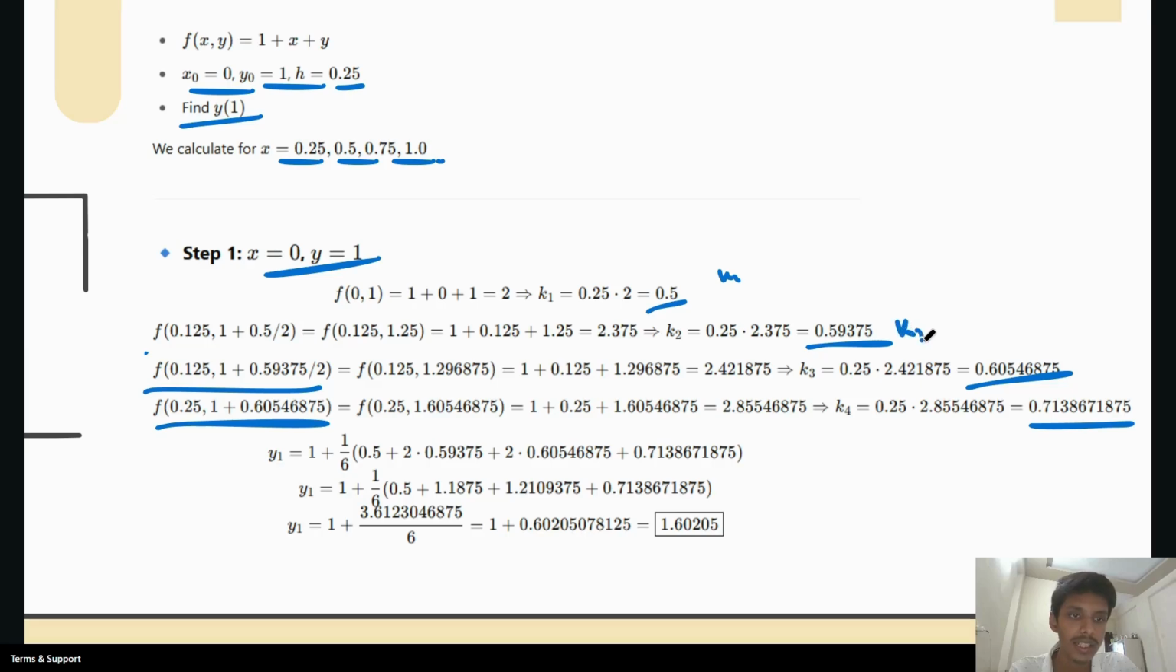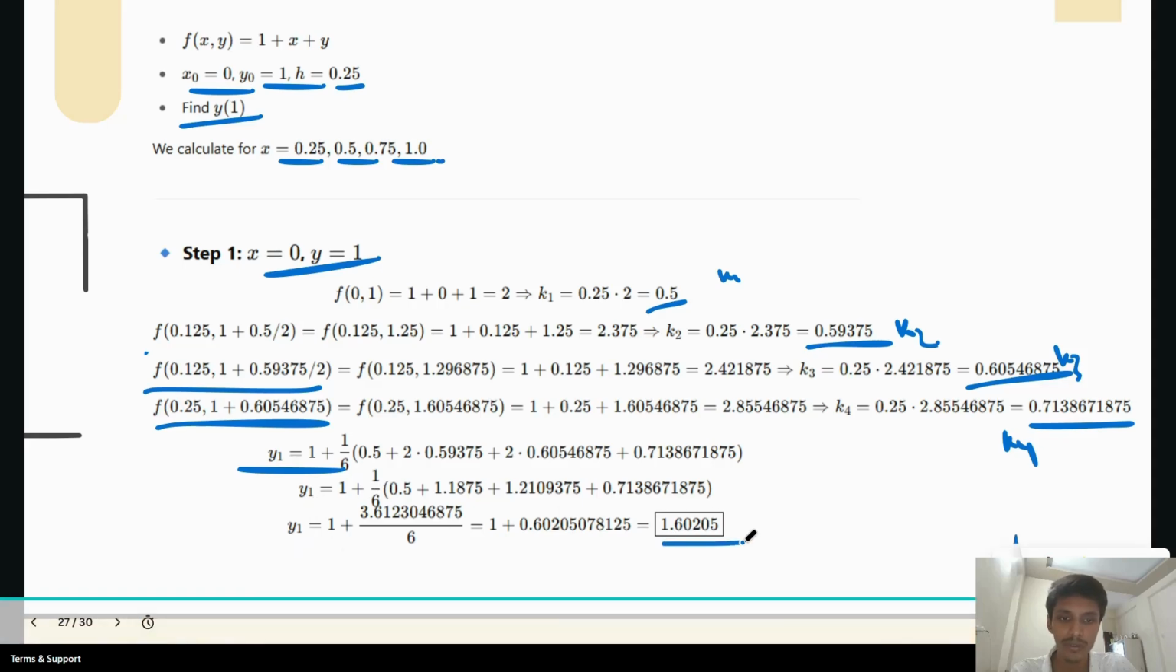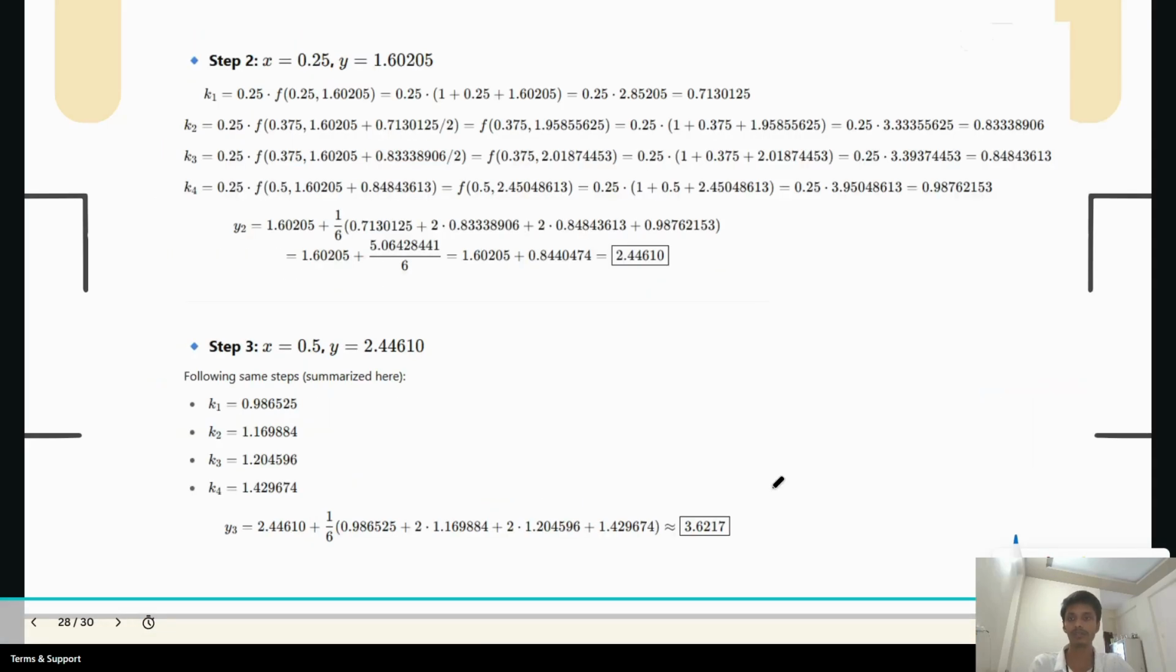These are the values of K1, K2, K3 and K4 respectively. We then compute y1 by using these values of K1, K2, K3, K4, which comes to be 1.60205.